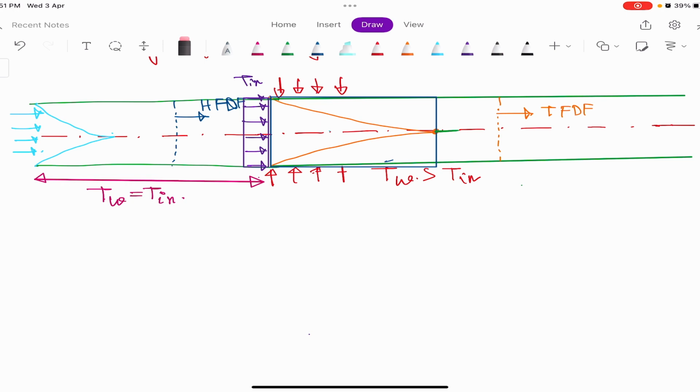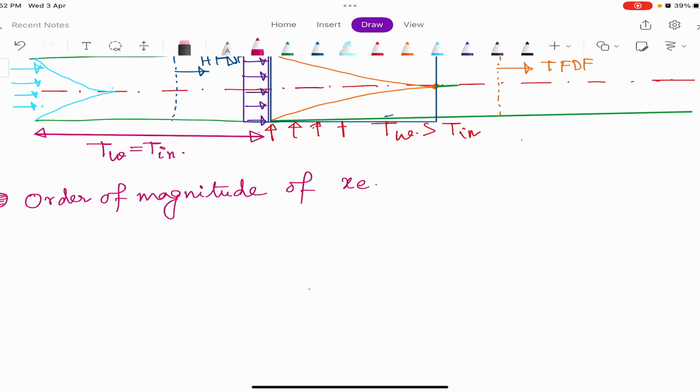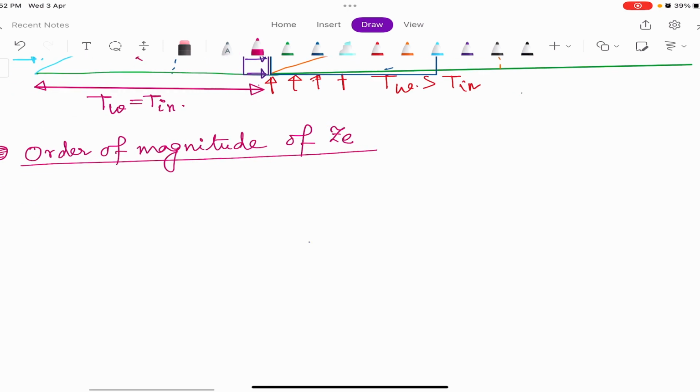Firstly we have to determine the order of magnitude of the entrance length, that is xc, or let me call it ZE because this is our Z direction. So how can I find the order of magnitude of this ZE?